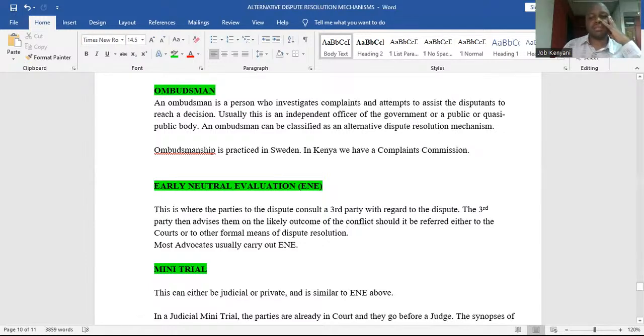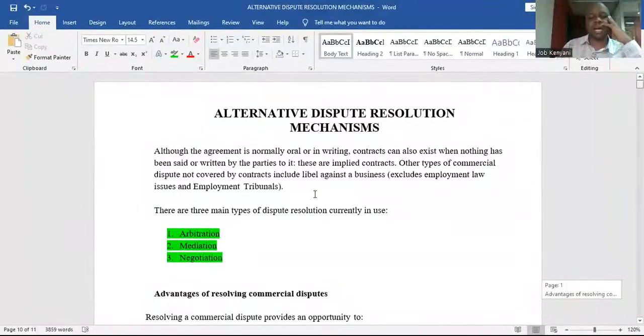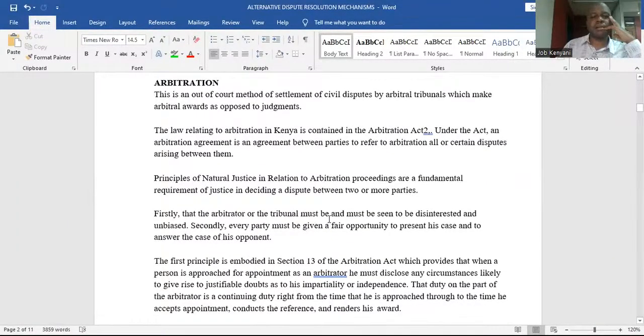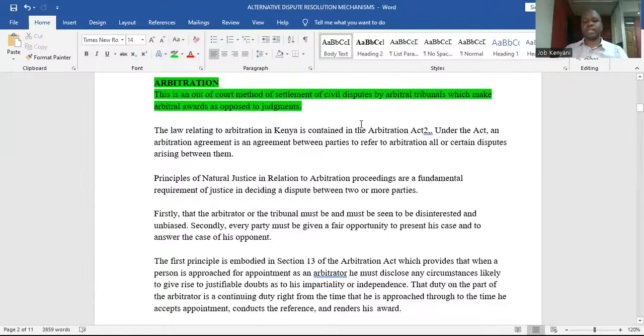When you talk about arbitration, it is where we have an independent arbitrator who will be able to make a determination by giving a ruling on a matter known as an award. You'll go before an arbitrator who will maybe be appointed by the affected parties. It is an out-of-court method of settlement of civil disputes by arbitral tribunals, which make arbitral awards as opposed to judgments. They don't make judgments or rulings like in a court of law. The decision normally given by these arbitration bodies is what we call an arbitral award.